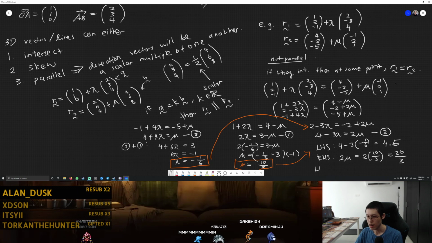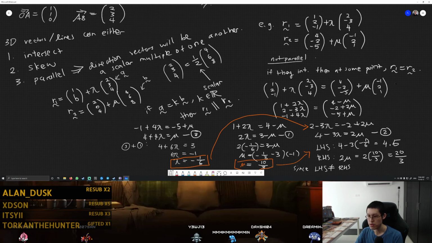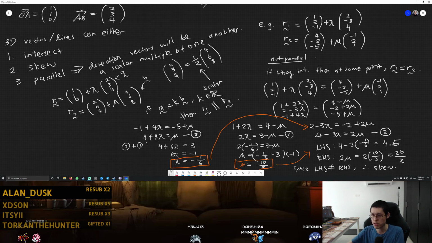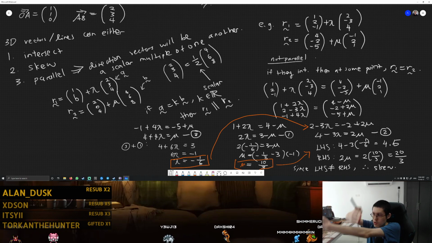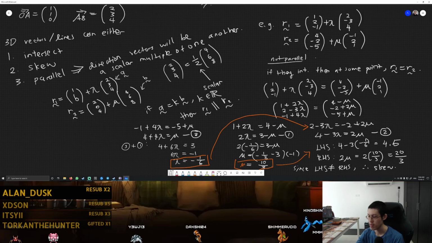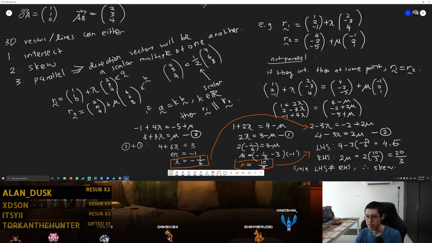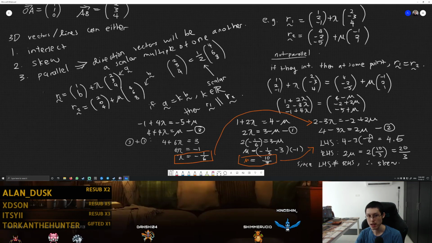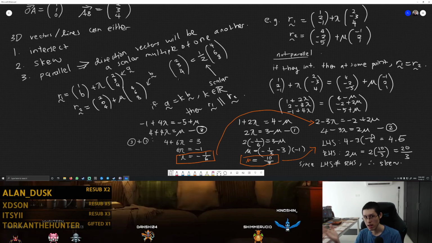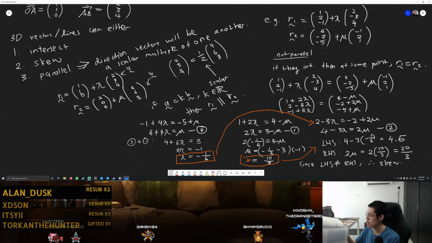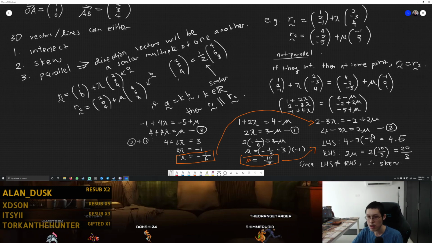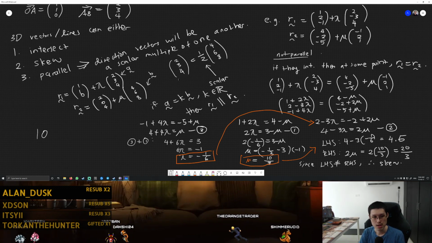As you can see, the left-hand side is not equal to the right-hand side. So since they are not equal, therefore, the lines are skew, which means they look like this. They do not intersect. Okay? There you go. So that's how you check whether lines intersect, are skew, or are parallel.